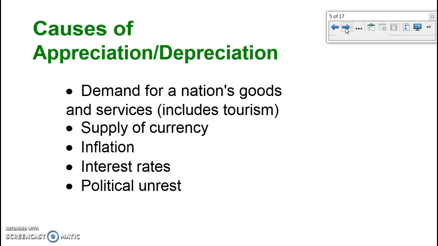All right, so what causes this? What causes appreciation, depreciation? Well, appreciation and depreciation are caused by shifts in supply and demand in the currency market. What causes shifts in supply and demand? Well, for one thing, demand for a nation's goods and services, including tourism.